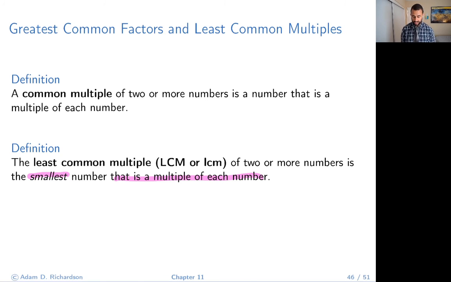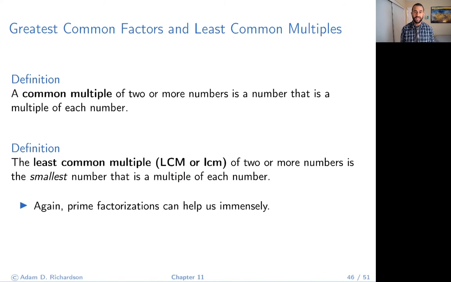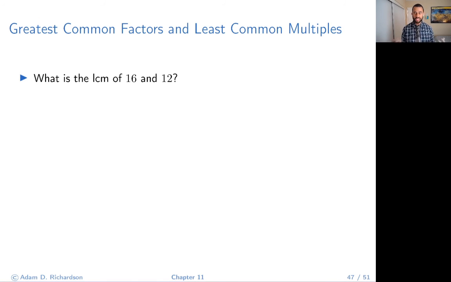And that's what we're going to look for. We need to be able to find those things. And again, prime factorizations can help us immensely. So let's see how this works. What's the least common multiple of 16 and 12?